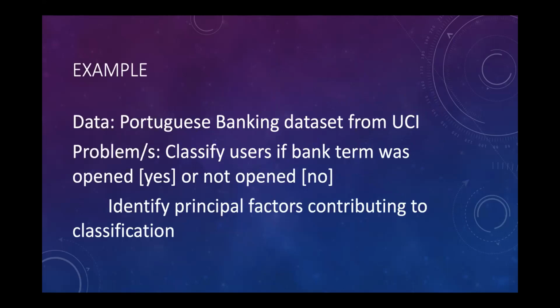So we're going to dive into some code. So what is this example? It is the Portuguese banking data set from UCI. The problem is to classify users on whether the bank term was opened, yes or no. And then we want to identify the principal factors contributing to this classification.